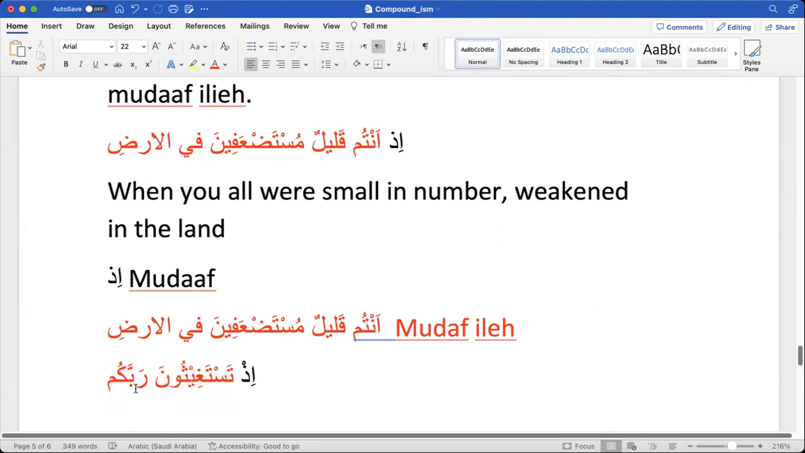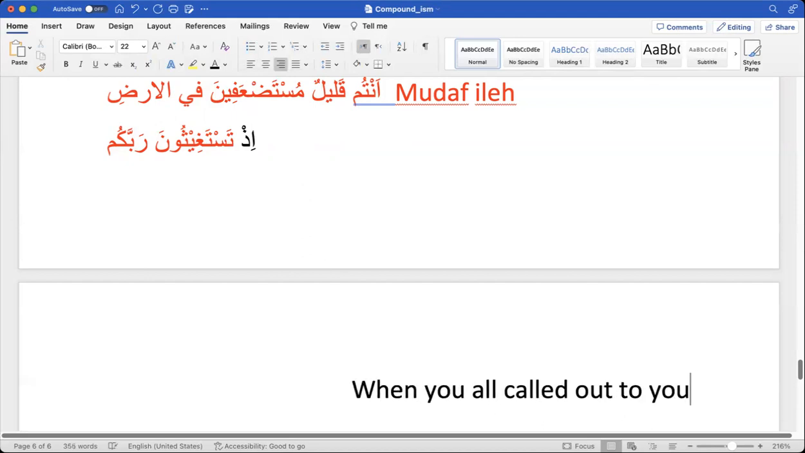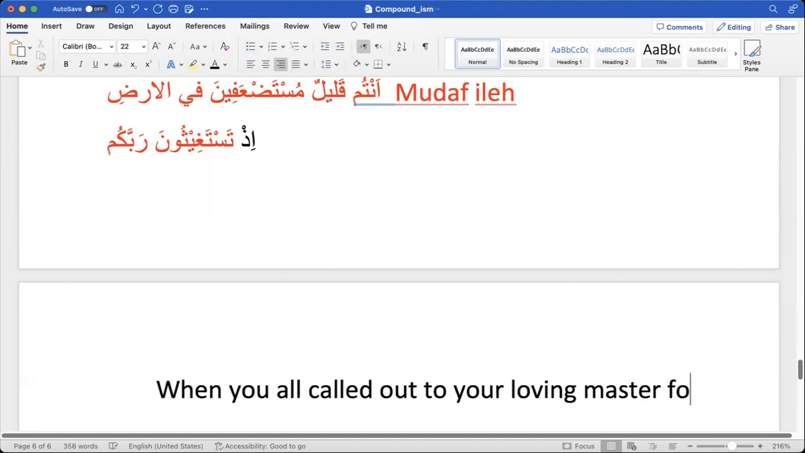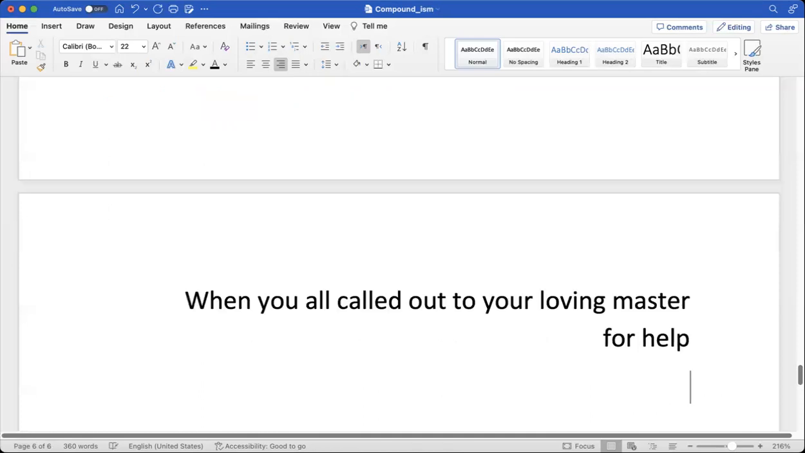Now, iz means when. Tastagisuna rabbakum. Now we'll translate the jumla failure properly. Tastagisuna rabbakum: when you all were calling out for help, okay, from your master, your loving master. So you'll say, when you all called out for help, your loving master. So you all sought help of your Lord. You all called out to your loving master for help, right? Tastagisuna means seeking help. You all sought help of Allah subhanahu wa ta'ala.